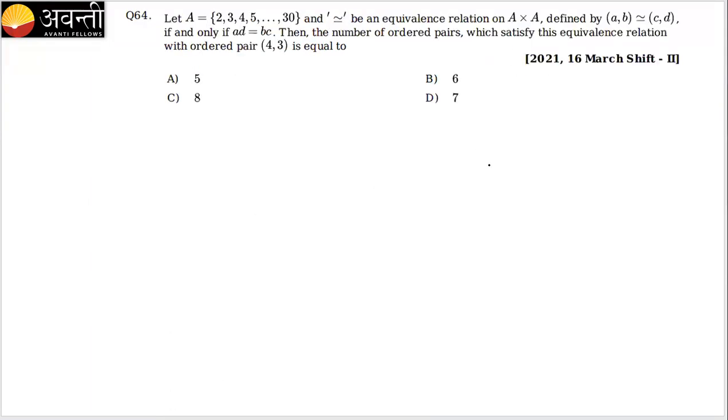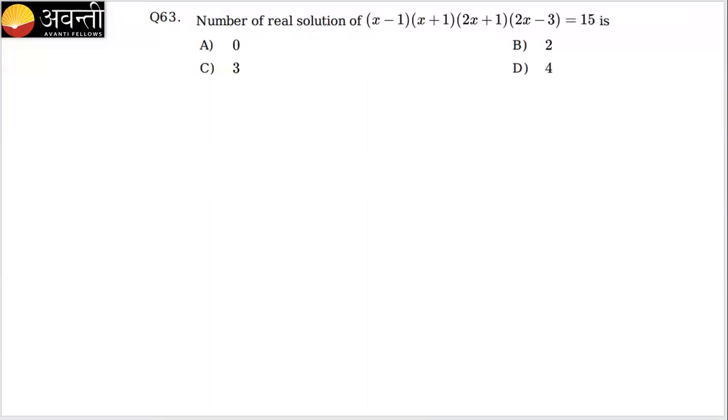Let's move on to the next one. The number of real solutions. Now, this is a very interesting question. Here, the main important part is the algebraic manipulation. What I'm talking about is you do not open this directly. What I did is, I grouped x minus 1 into 2x plus 1 together, and the other group is x plus 1 into 2x minus 3. I hope this is the right grouping I did.